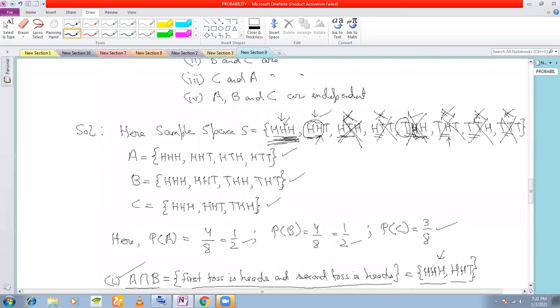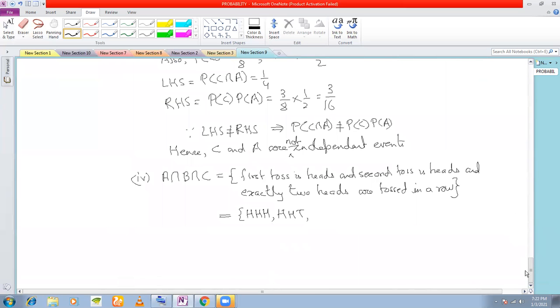So this one is out, right? HTH, because first is head, second is tail. This one is also out. This one is also out. This one is also out. This one also out. This one out. So only two events. Only two are there. Fine. So therefore, what is the probability of A intersection B intersection C?